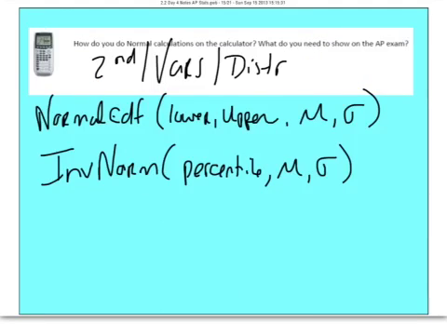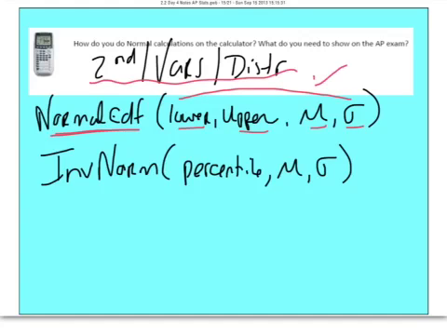Now, just remember your calculator shortcuts here, though. To get to the menu, it's second vars, distribute. If you want to find the area under the curve, use normal CDF, put the lower bound, the upper bound, mu, and standard deviation. You can keep these in terms of the actual data you're using, your X values, that would work, or you could convert the lower and upper bounds to z-scores. If you do that, you would use the mean of 0 and the standard deviation of 1, so be careful.